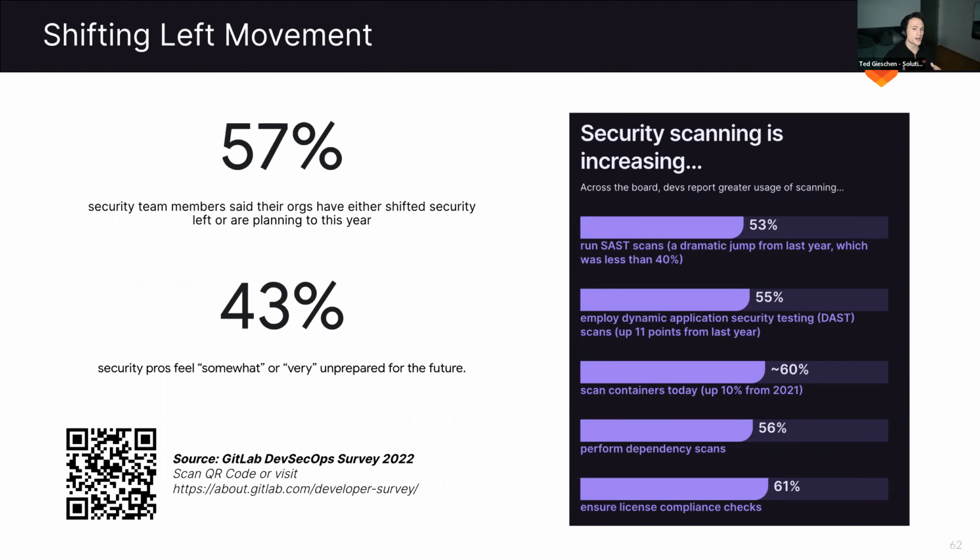And we can see a lot of security scanning increasing in the developer landscape. For example, we're seeing SAST, DAST, container, dependency, and license scanning all increasing by 50+%. We're also seeing urgency in this matter, as 43% of security professionals feel they were only somewhat or even very unprepared for the future.